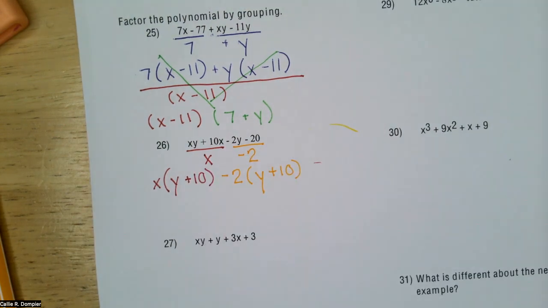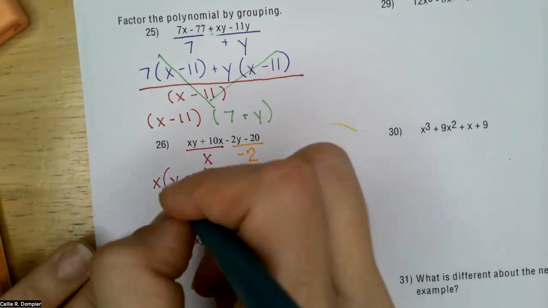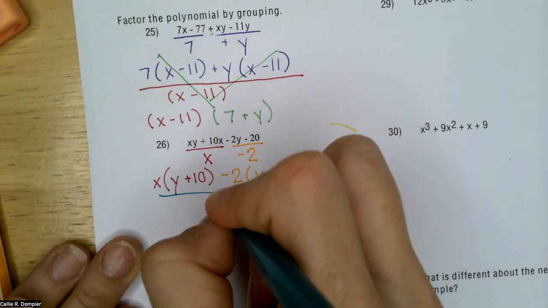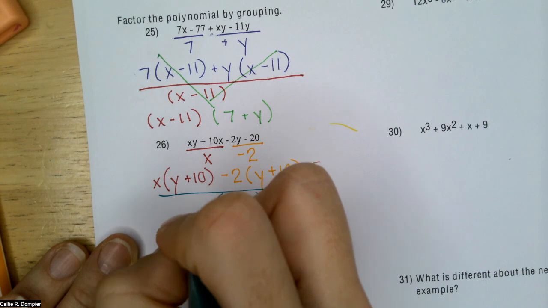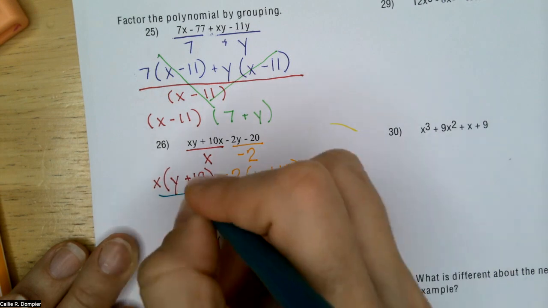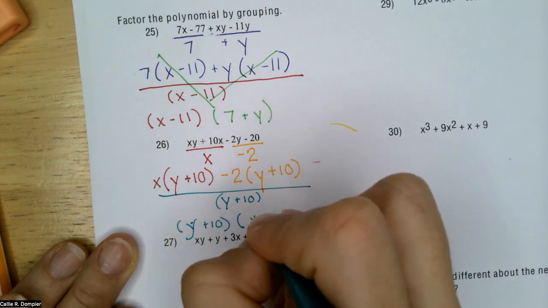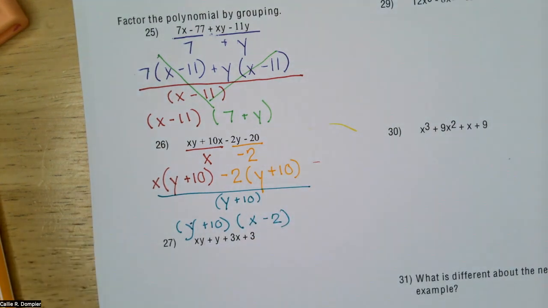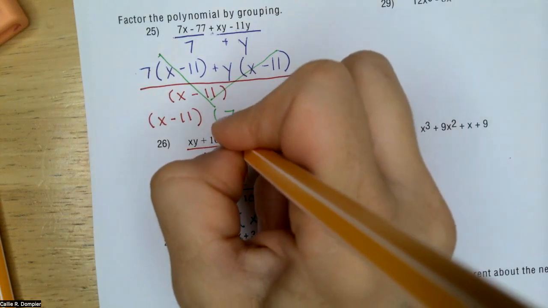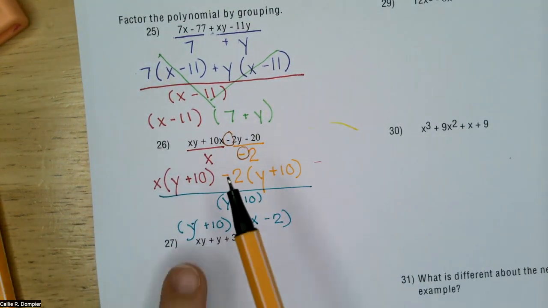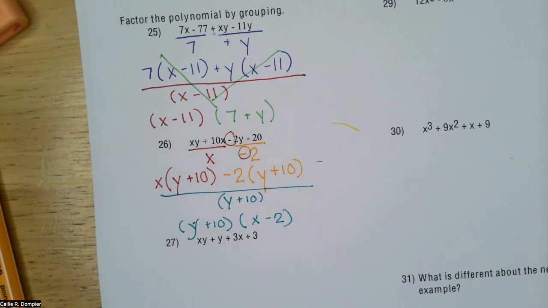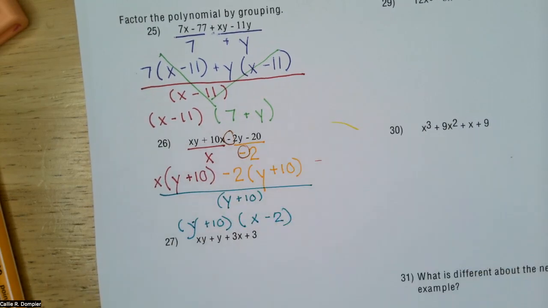This step. Okay. Divide out the common factor. It is y plus 10. And what we get is y plus 10 times x minus 2. Good? All right. So remember, that's a negative, that's a negative. You can still move those around if you want. The negative goes with the 2y.